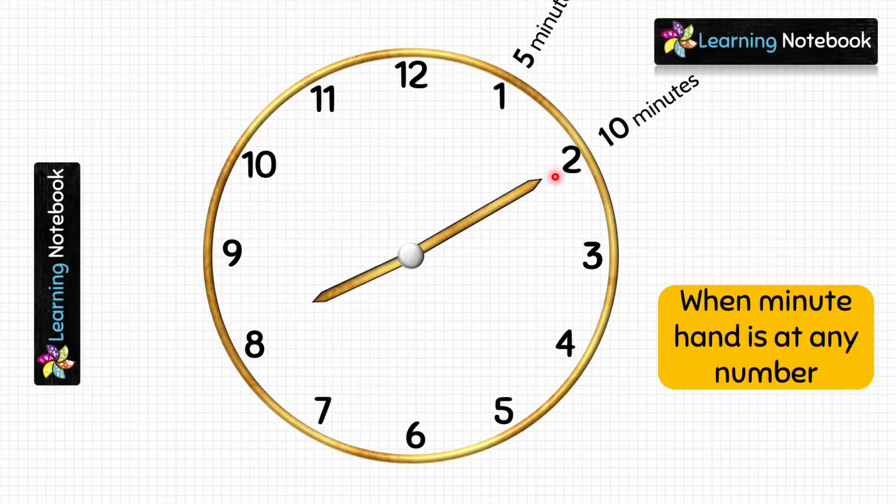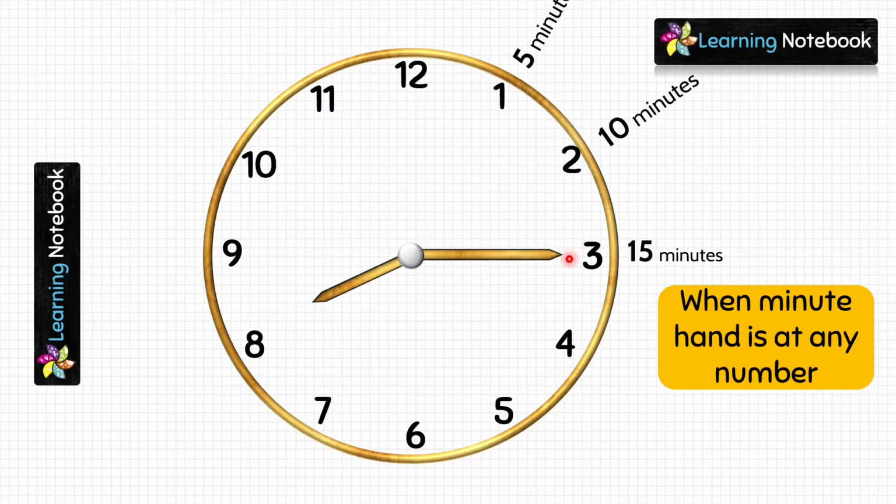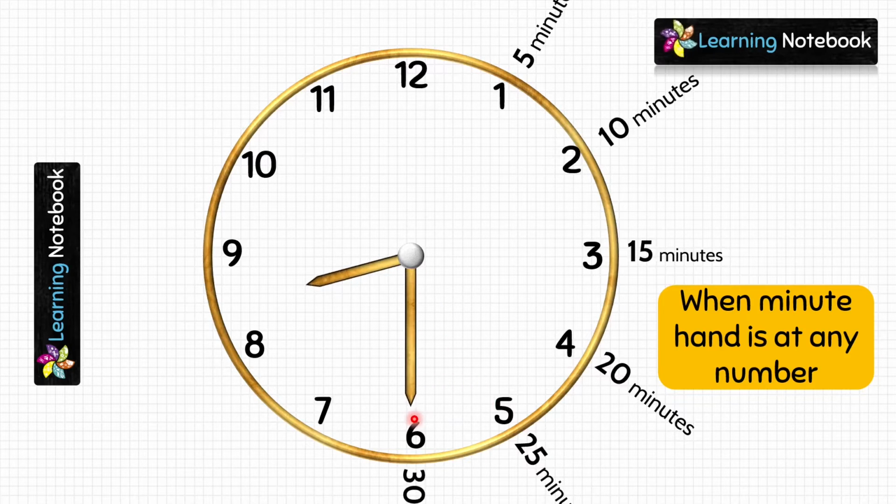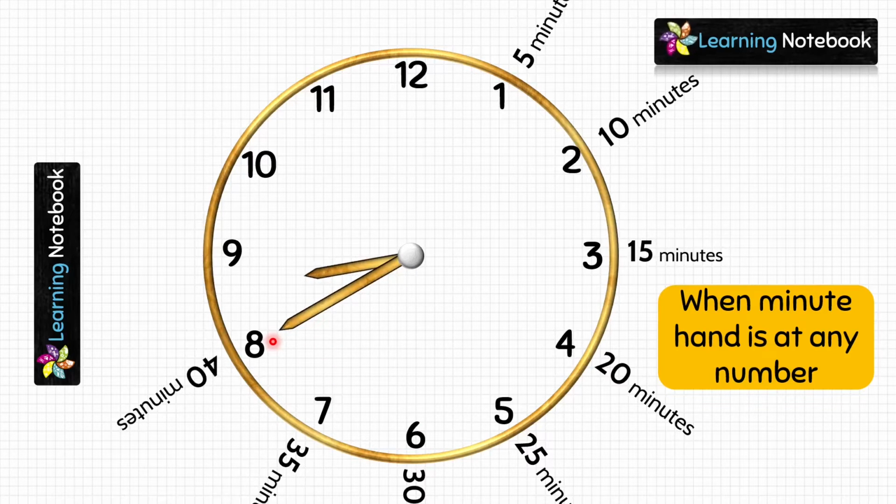Similarly, total time to move from 12 to 3 is 15 minutes. Then time to move to 4 is 20 minutes. Time to move to 5 is 25 minutes. Time to move to 6 is 30 minutes. To 7 it is 35 minutes. To 8 it is 40 minutes and so on.